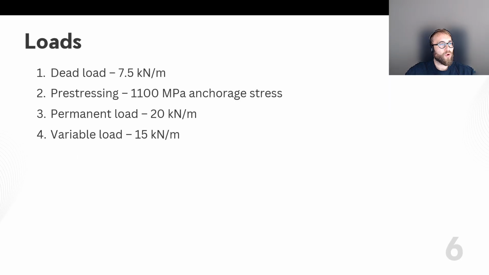And what about the loads that are used? As I mentioned, there are construction stages. So there are four loads that are coming in different stages. Actually, the first load is a dead load, or we can say self weight, that is a uniform line load of 7.5 kilonewton per meter.